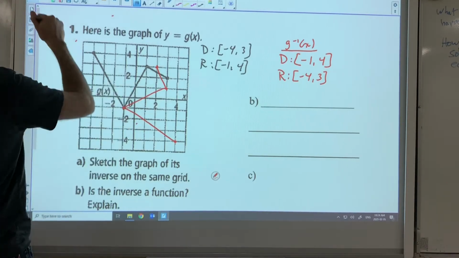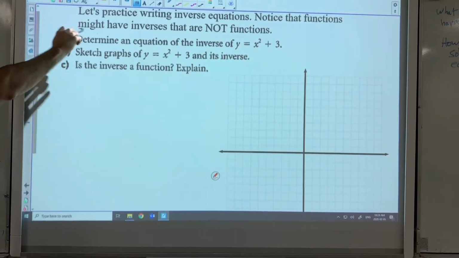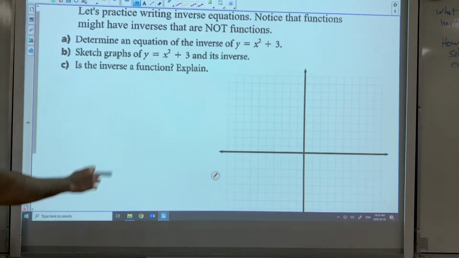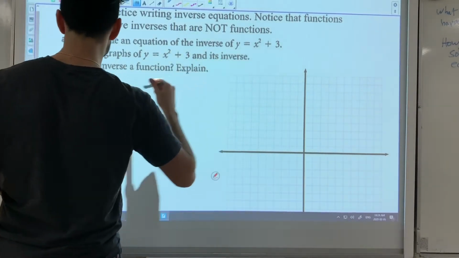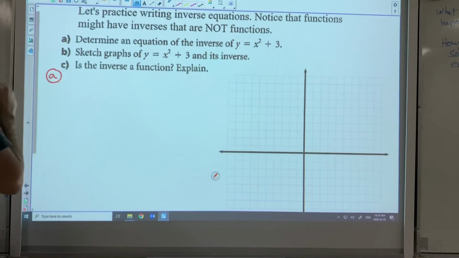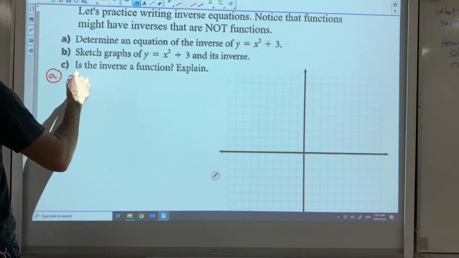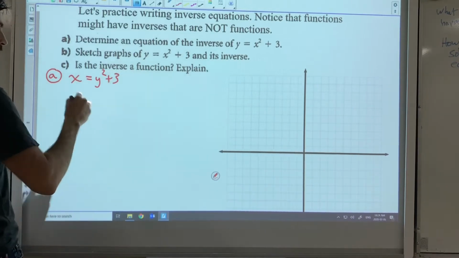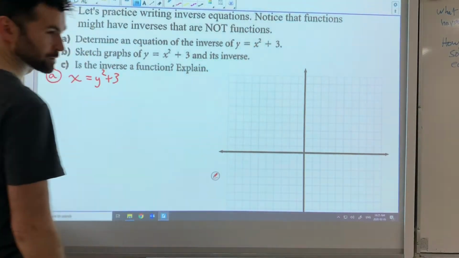This wasn't a function, but the original one was. So I just mentioned that again. Notice that functions might have inverses that are not functions. So determine an equation of the inverse for this one. Let's go ahead and do that over here. So we switch x and y. So I'm going to write x equals y squared plus 3. All I did is I literally just traded places there.